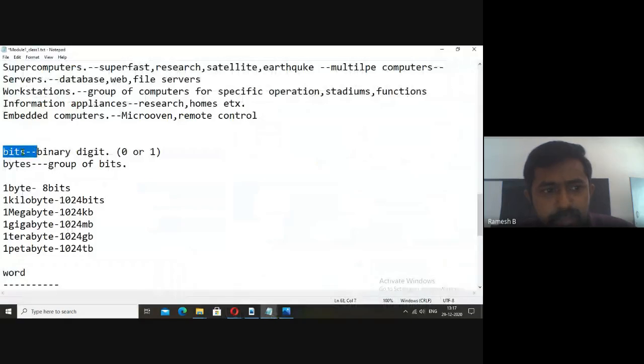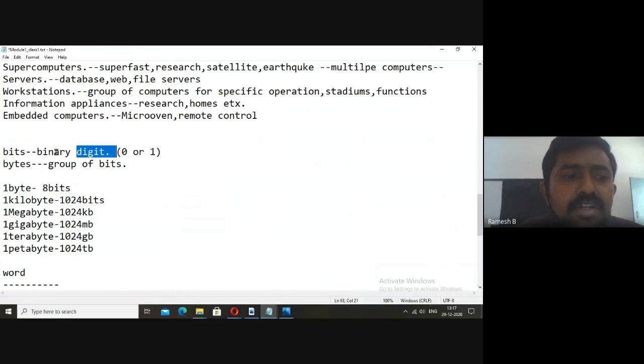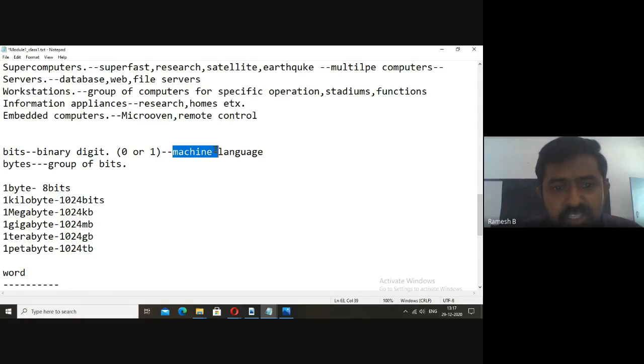See here, whenever we say bit, the long form of bit is binary digit. The data in digital computers is stored in bits, internally zeros and ones. It's known as machine language. The computers will understand only zeros and ones.